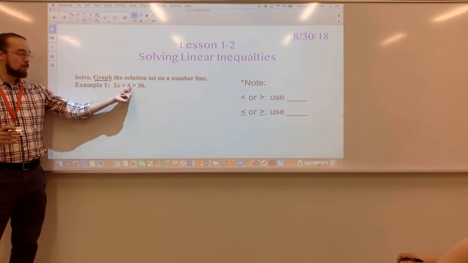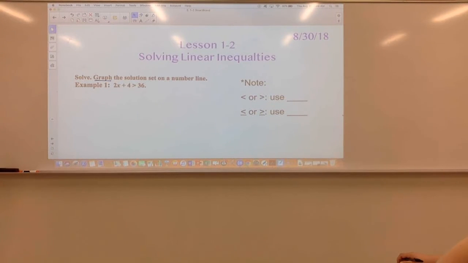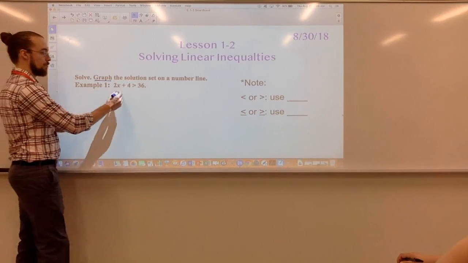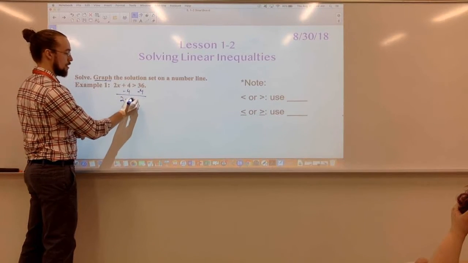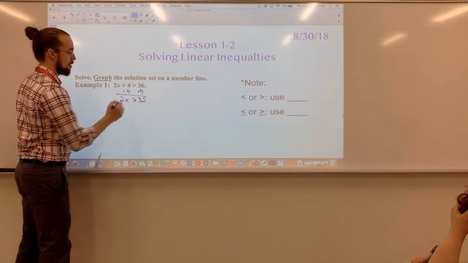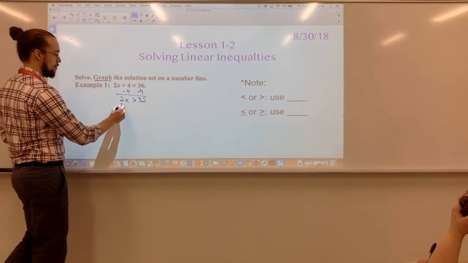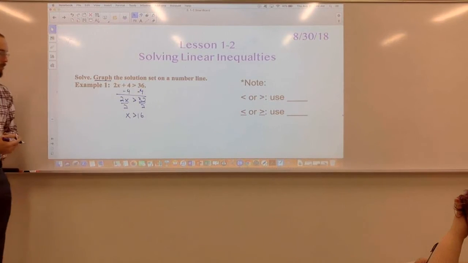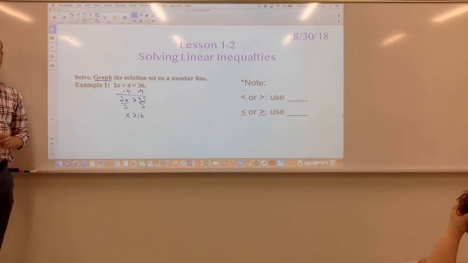What we're going to do first is just pretend that this is an equal sign, basically. I want to get x by itself. What would my first step be? Subtract 4 from both sides. So we get 2x is greater than 32. Now what? Divide by 2. So we end up with x is greater than 16. That's how I express my solution set.